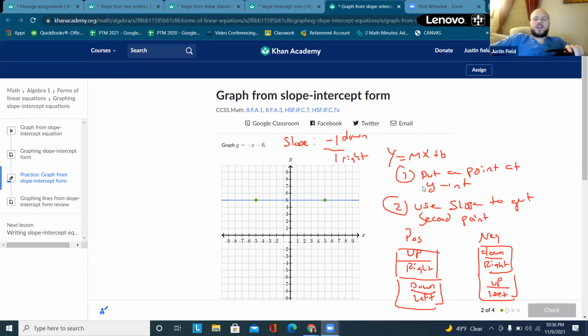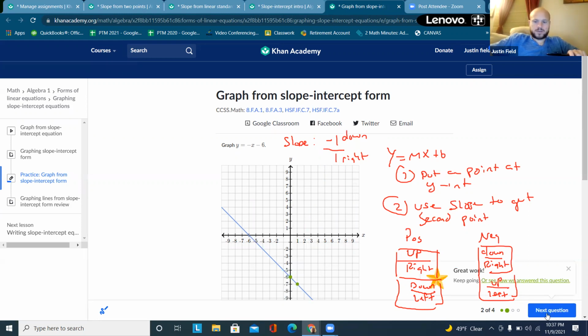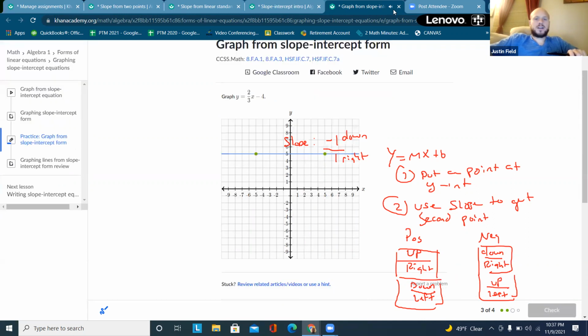Okay, but that's when I get to the slope. The first step is to put a point at the y-intercept. So the y-intercept is -6. So I'm going to take this point and put it at -6. And then from that y-intercept, I'm going to go down 1 and right 1. So right there, down 1, right 1. Ta-da.